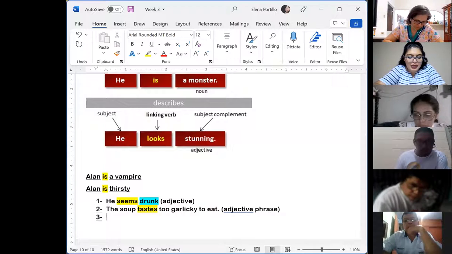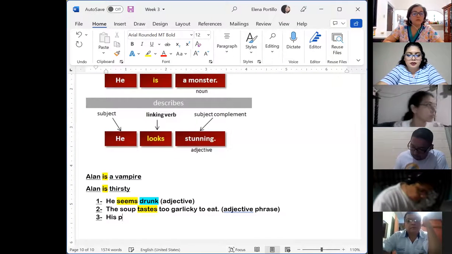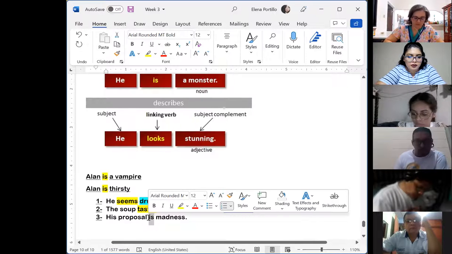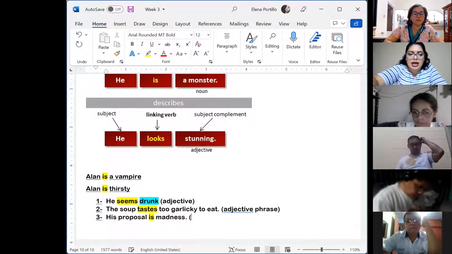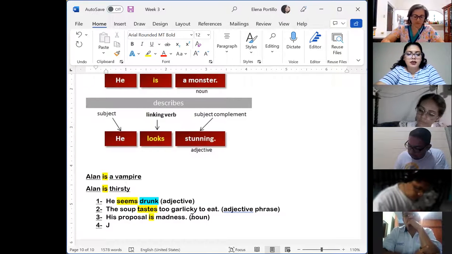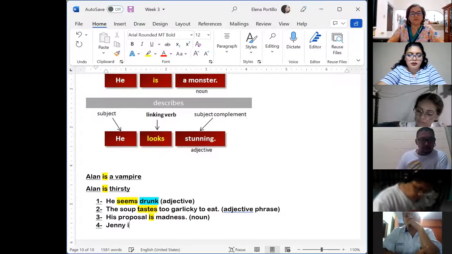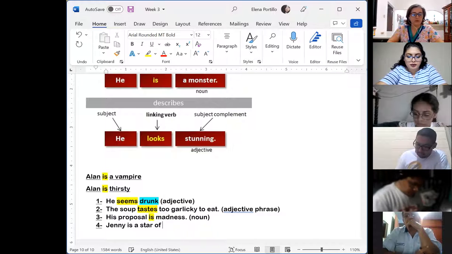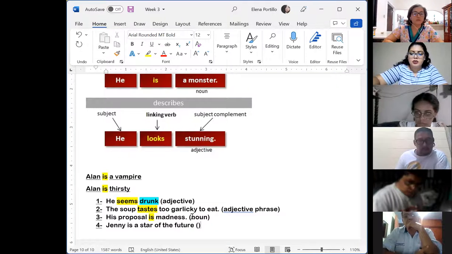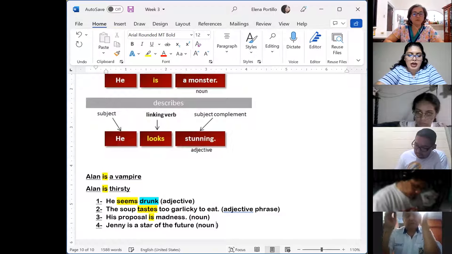Number 3, we have: his proposal is madness. And we have here, this one is the linking verb. And this is functioning as a noun, not an adjective. And the last one, Jenny is a star of the future. And this one is also functioning as a noun.